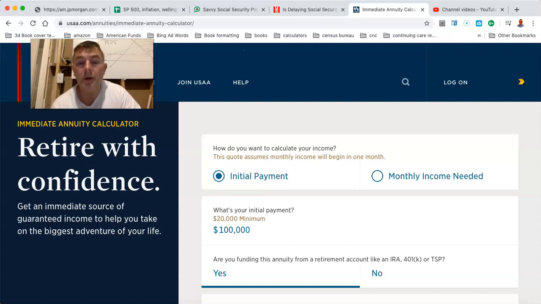It could be your whole life. It could be you and your wife's whole life. It could be 20 years. We'll go into this in just a second. And as long as the insurance company stays solvent, there's no risk. You will always get that money. The drawback, of course, is you never have access to the principal. It's not liquid anymore. You've turned it over to get income.